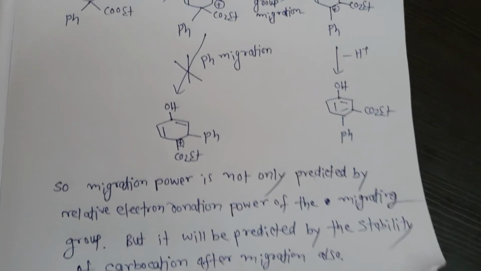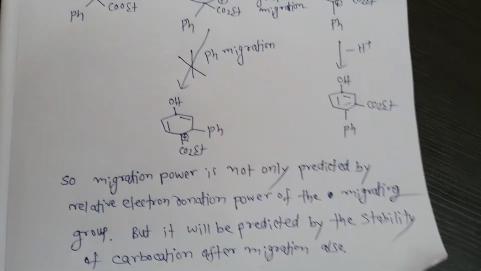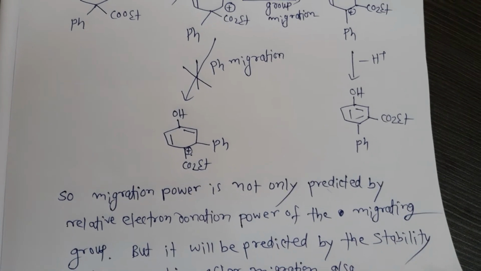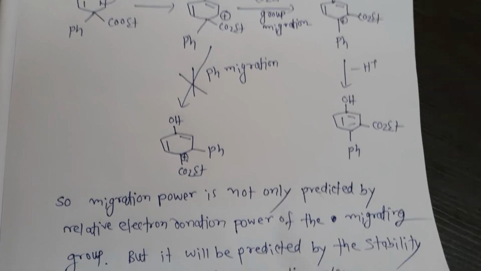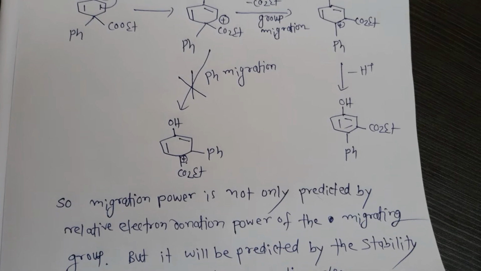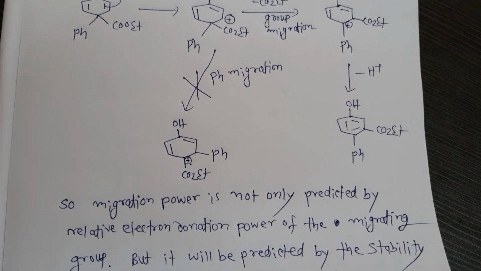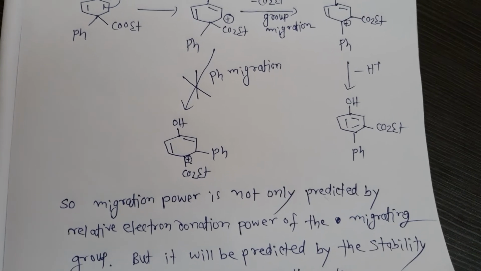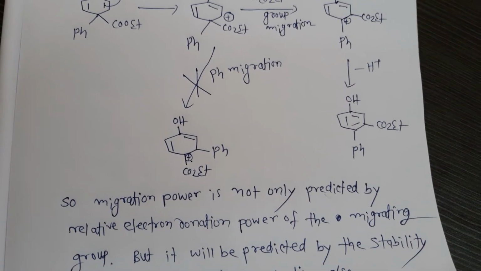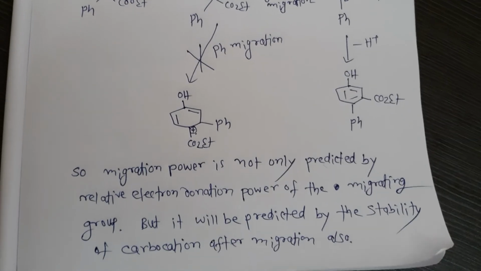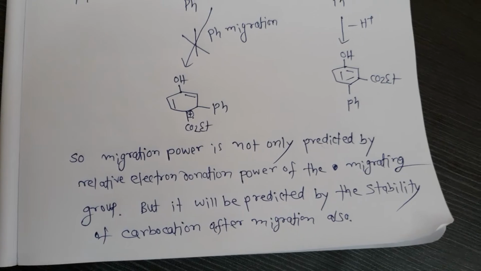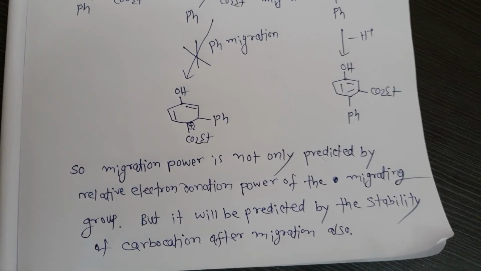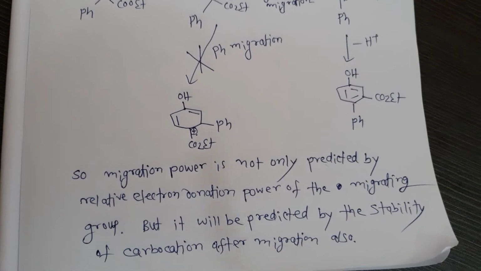So when both groups are electron releasing groups, then the group which is more electron rich will migrate to that carbocation center, and if an electron withdrawing group is present, then the electron withdrawing group will migrate to that carbocation center, because after that the carbocation which is formed becomes more stable. That's the key point of this rearrangement.